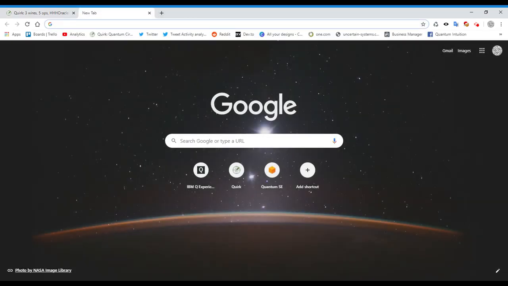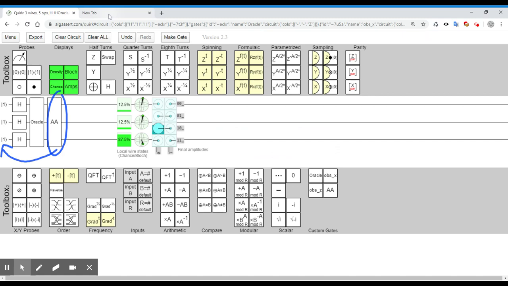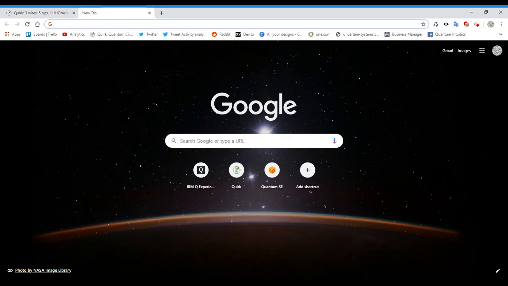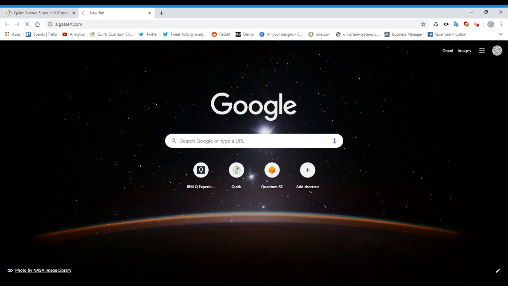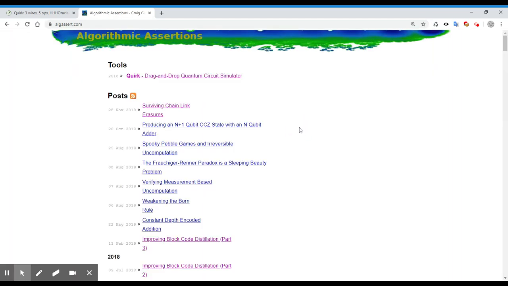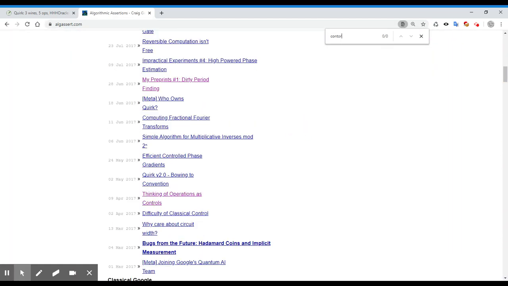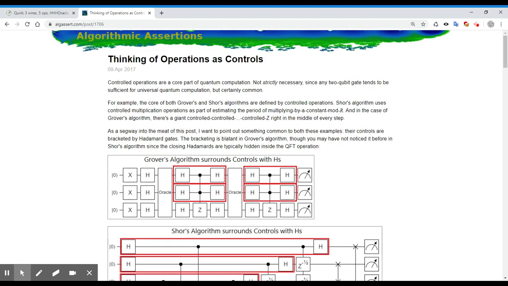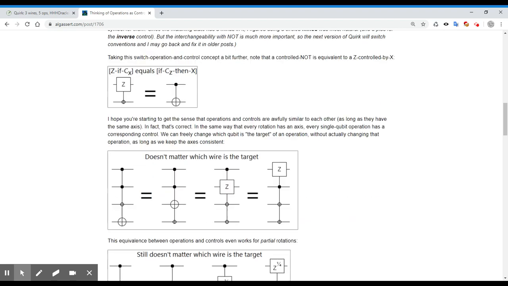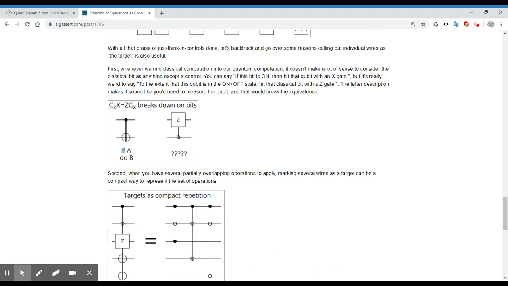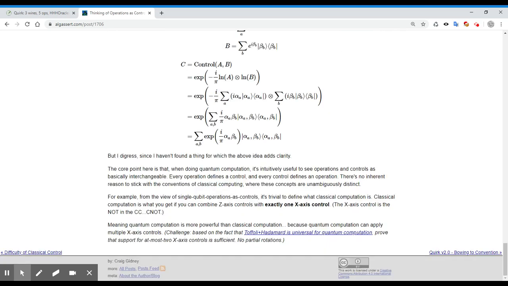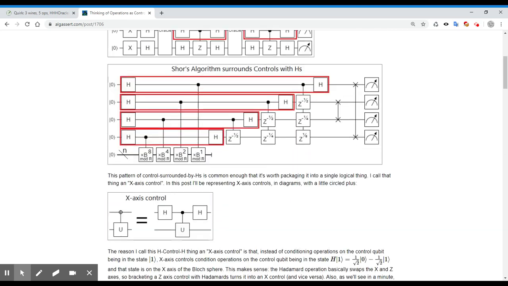So from Craig's blog, there's the controls, I think. Exactly. Maybe I will read again these. I'll read again these. And then I'll read these. Let's see.